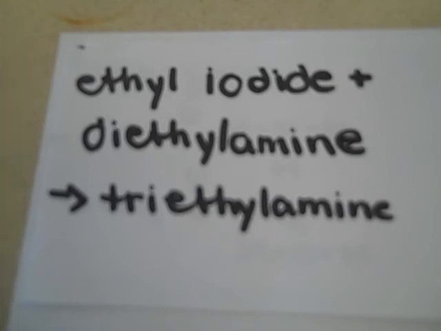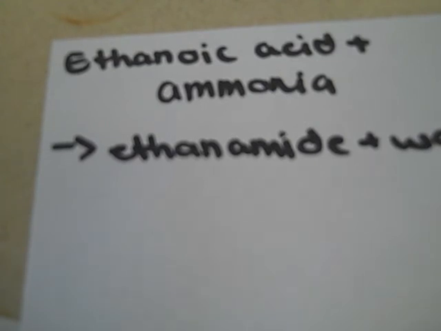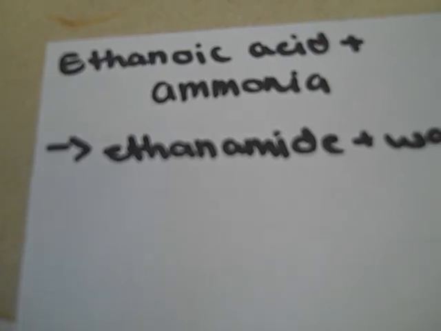Amines react with carboxylic acids to produce amides. These reactions are condensation reactions that form water. For example, the reaction between ethanoic acid and ammonia to produce ethanamide and water. This equation illustrates the reaction of a carboxylic acid and the simple amine ammonia to form water. This concludes our lesson on the organic amine family.